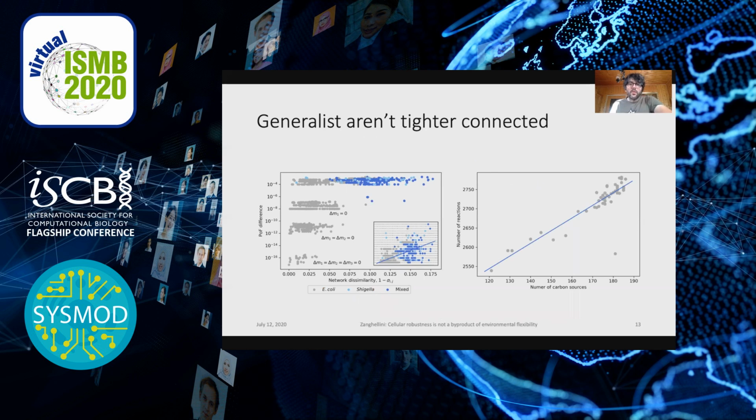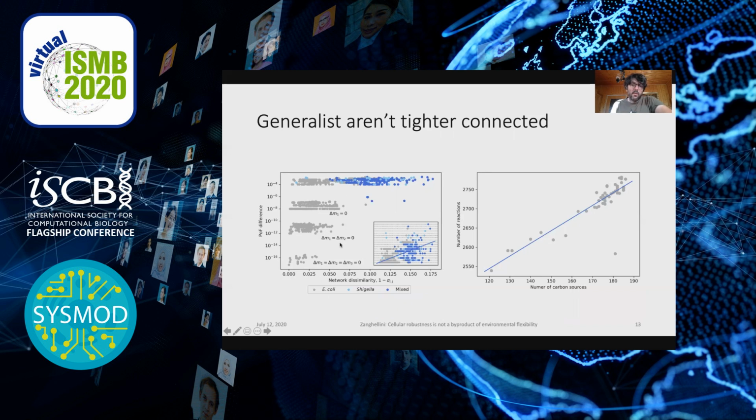Okay, so where does this idea come from that the robustness correlates with the number of carbon supporting environments or growth supporting environments? The idea is that if you grow on multiple carbon sources, the metabolic network is tighter connected, but that is not true. That's not what we see here.